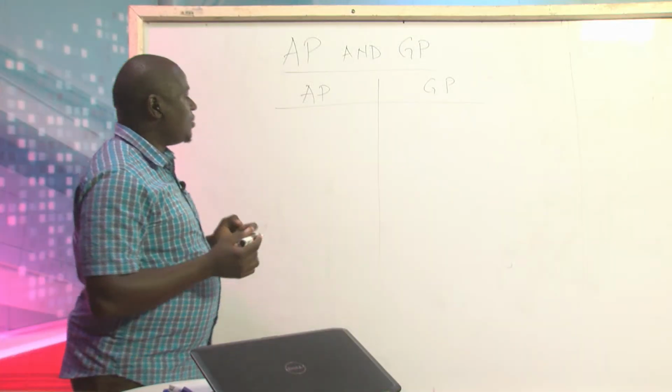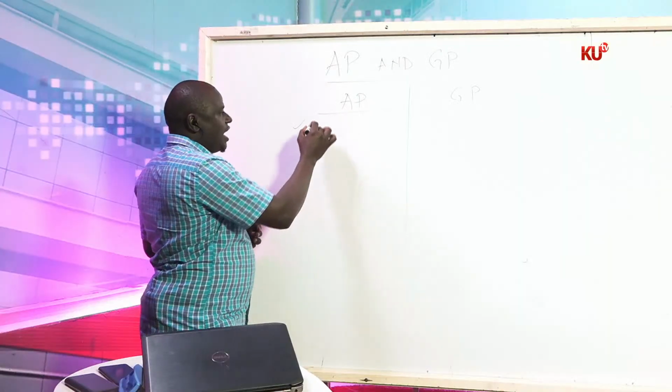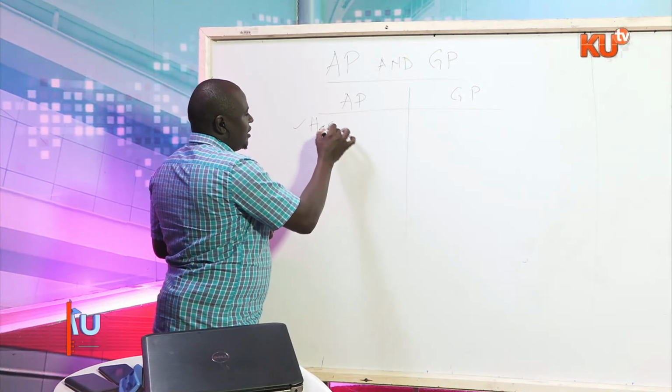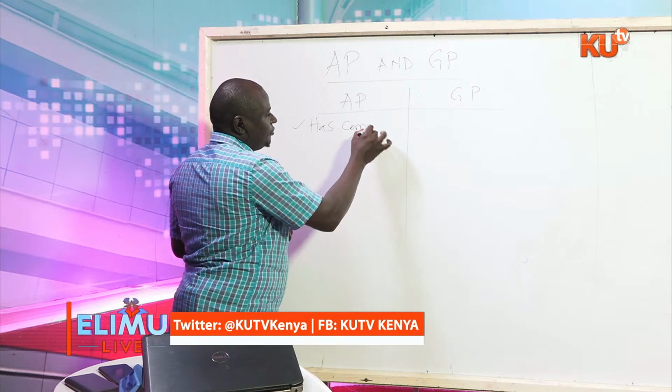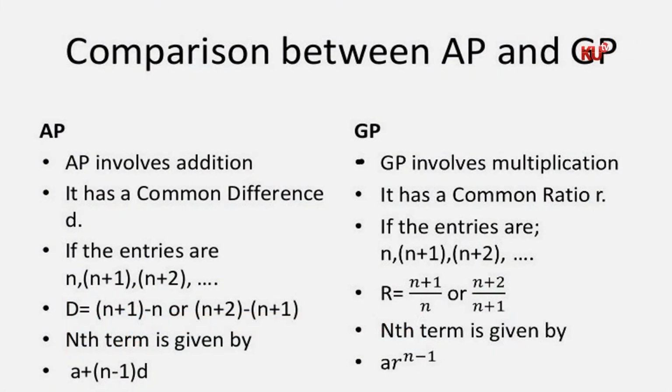If you look at the screen, you can see that table well differentiated. AP has a common difference, normally called D. GP has a common ratio, R.